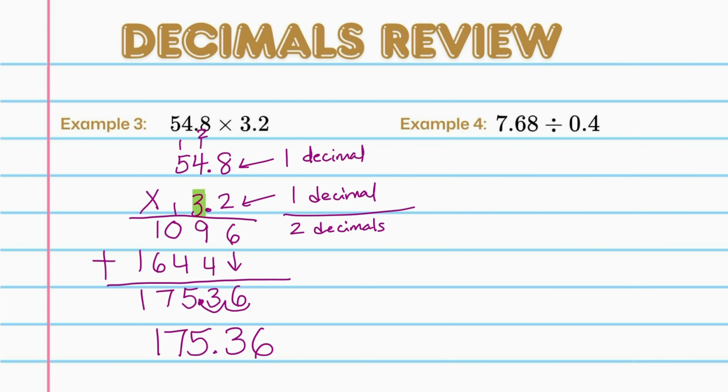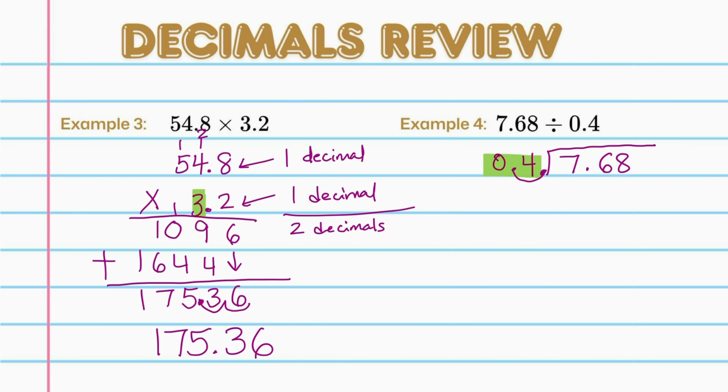All right, let's look at example 4. This time we have 7 and 68 hundredths divided by 4 tenths. So remember, when we divide, our divisor cannot be a decimal. So we have to move the decimal so that our divisor is a whole number. It must be a whole number. So when we set this up, we're just going to set it up the regular way first, and then we'll look at everything else after. Okay, so this is our divisor here, this 0.4. Well, this cannot be a decimal, so we have to make it a whole number. If we move our decimal to the right one, that is going to make our divisor a whole number.